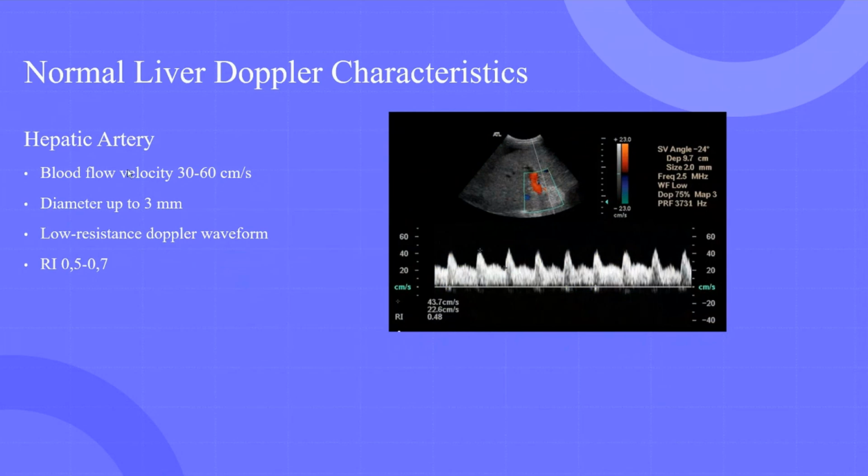For the hepatic artery, the blood flow velocity can range from 30 to 60 centimeters per second. Diameter measures up to 3 mm. The low resistance Doppler waveform has an RI of 0.5 to 0.7.